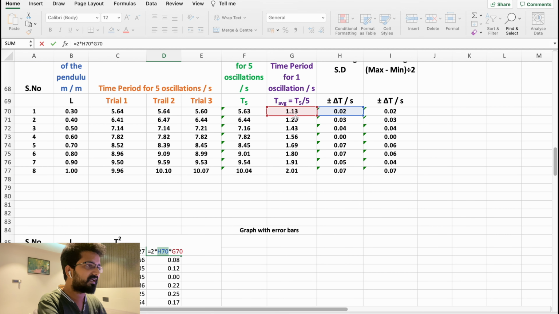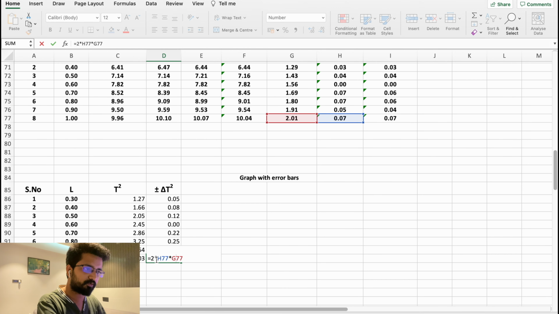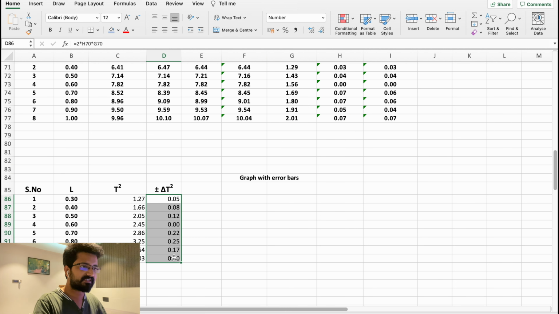Delta t is in the cell H70 over here, right? Whereas times t is in the cell G70 over here. So that's what I've done. I just use the cell values. Next, similarly, I've applied for the rest of the cells, 2 times H77 times U77. So this column is basically my absolute uncertainty of the square of the time period for one oscillation.